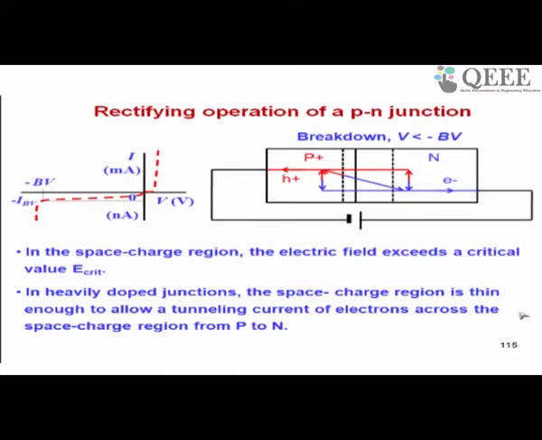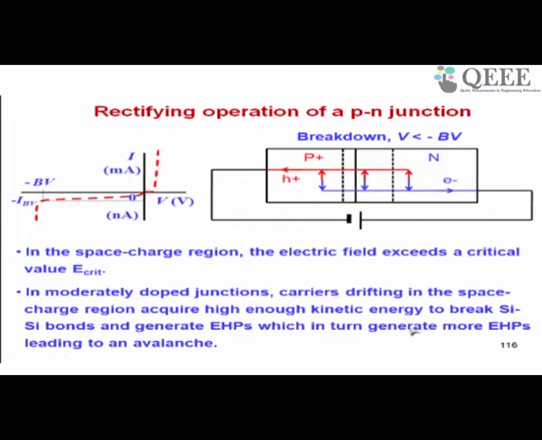If you want to explain this, you cannot explain without considering quantum mechanics, so I will not try to explain it in this short session. I only want you to know this fact: when the space charge region is thin, when the doping is heavy, there will be a current as shown by this arrow here, an extra current that adds to the already existing current, and this current increases rapidly with voltage.